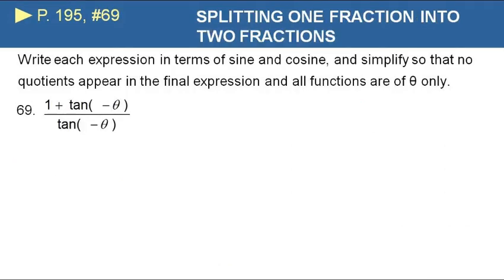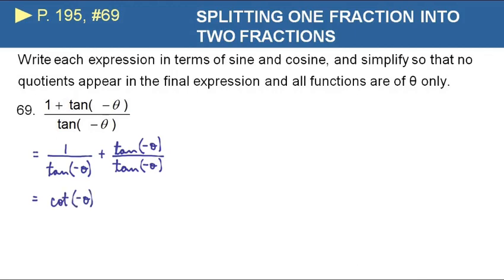And number 69, 1 plus tangent of negative theta all over tangent of negative theta. First, let's split this into two separate fractions, and so now we say 1 over tangent of negative theta is equal to cotangent of negative theta, and of course tangent of negative theta over tangent of negative theta would become 1, because anything divided by itself is 1. Now we know from our negative angle identities that cotangent of negative theta is equal to the negative cotangent of positive theta, and then we have this plus 1.